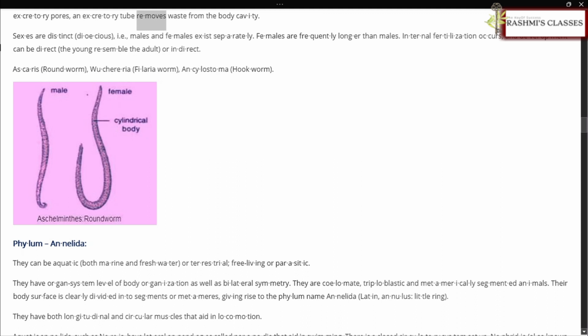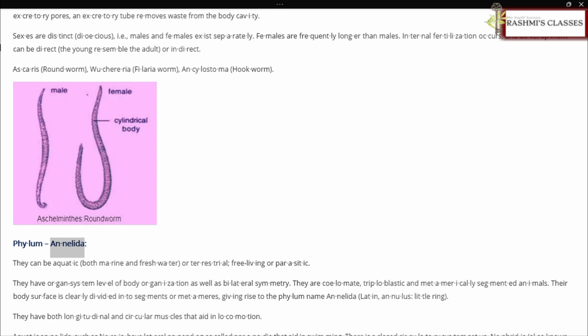Sexes are distinct, dioecious, i.e., males and females exist separately. Females are frequently longer than males. Internal fertilization occurs, and development can be direct, where the young resemble the adult, or indirect. Ascaris, roundworm, Wuchereria, filaria worm, and Ancylostoma, hookworm, are examples.